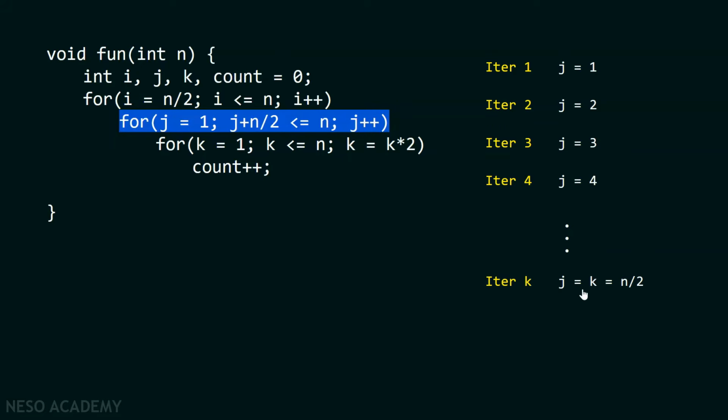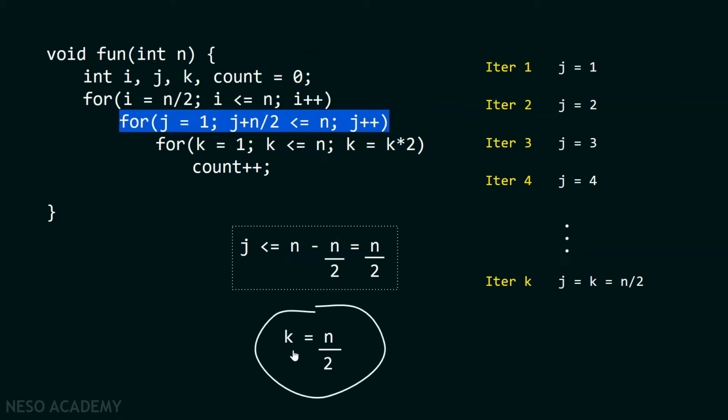So it is clear that in iteration number k, j is equal to k, which is equal to n by 2. Why am I writing this as n by 2? j plus n by 2 less than or equal to n can be written as j less than or equal to n minus n by 2. I can bring this n by 2 over here. This becomes n minus n by 2, and I can solve this, which brings me n by 2. So j is eventually less than or equal to n by 2. I can say that k is equal to n by 2 without any problem. So it is clear from this fact that this loop is running n by 2 times.